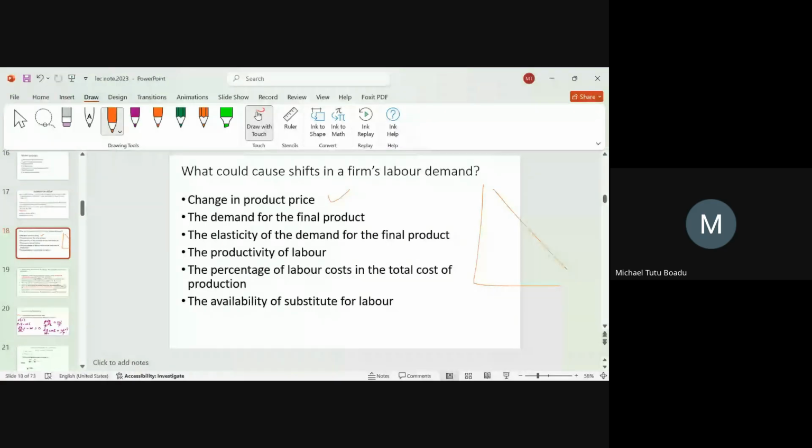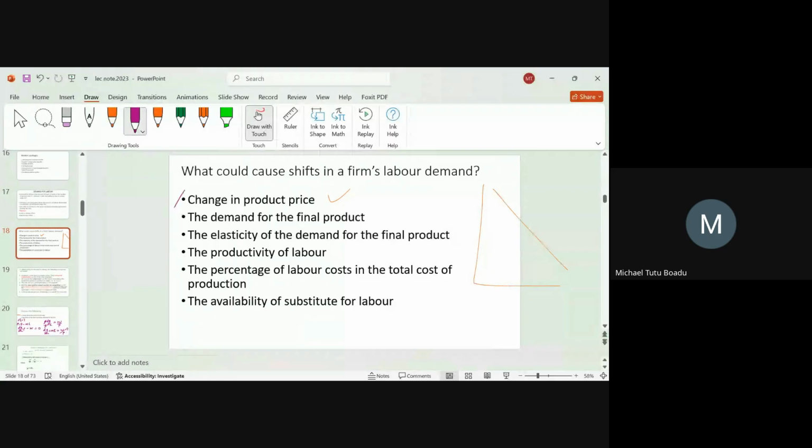Demand for the final product. If demand for the mobile phone is increasing, then I will employ more labor. But if demand for the mobile phone is decreasing, then I will employ less labor. So one is the price of the product you are using labor to produce. And two is the demand for the product labor is producing.